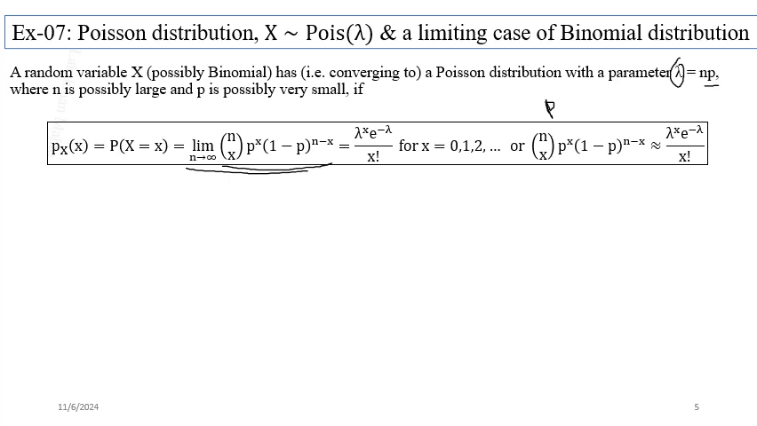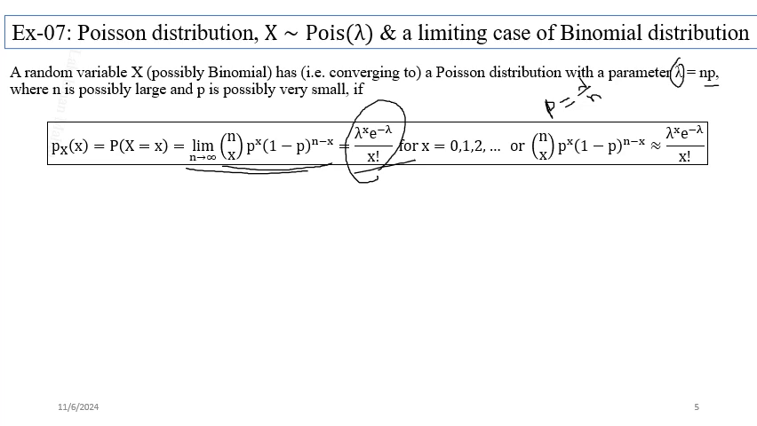A small p, it is lambda by n. Replace it in the binomial distribution, do a little bit of algebra and take the limit. The final limit would be lambda to the power x, e to the power minus lambda, divided by factorial x. This probability distribution we call the Poisson distribution. It is the limiting case of the binomial distribution when p is very small and hence n is very large.